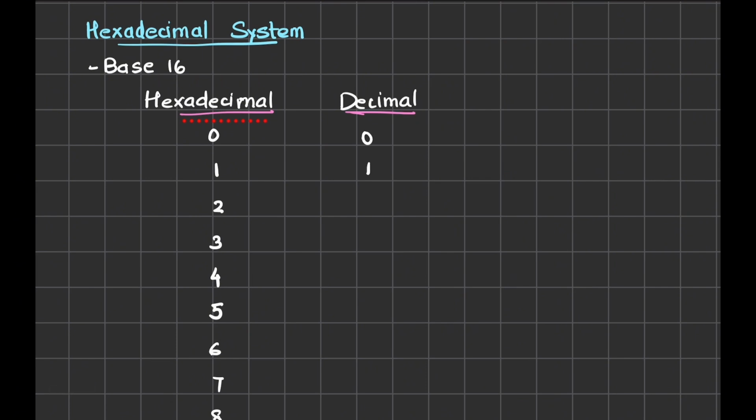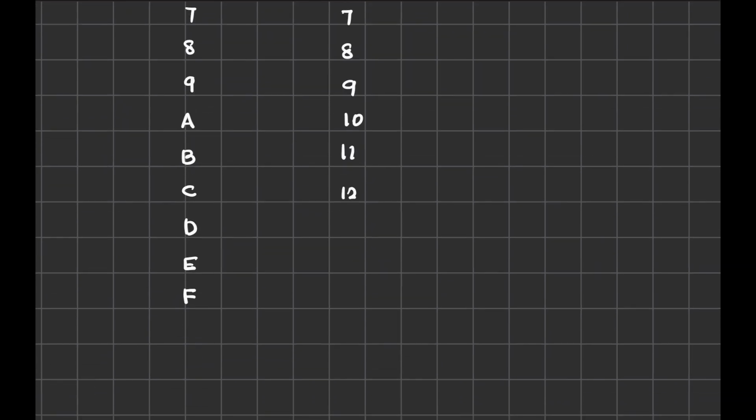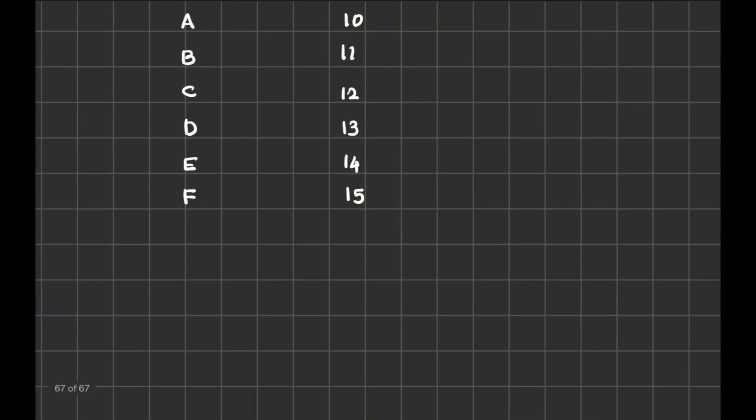And in decimal, it would be 0, 1, 2, 3, 4, 5, 6, 7, 8, 9, and then comes 10. So A corresponds to 10. Then we have B corresponding to 11, C to 12, D is 13, E is 14, and F is 15. After F comes 10 in hexadecimal, which corresponds to 16 in decimal. Then comes 11 in hexadecimal, which corresponds to 17 in decimal, and so on.